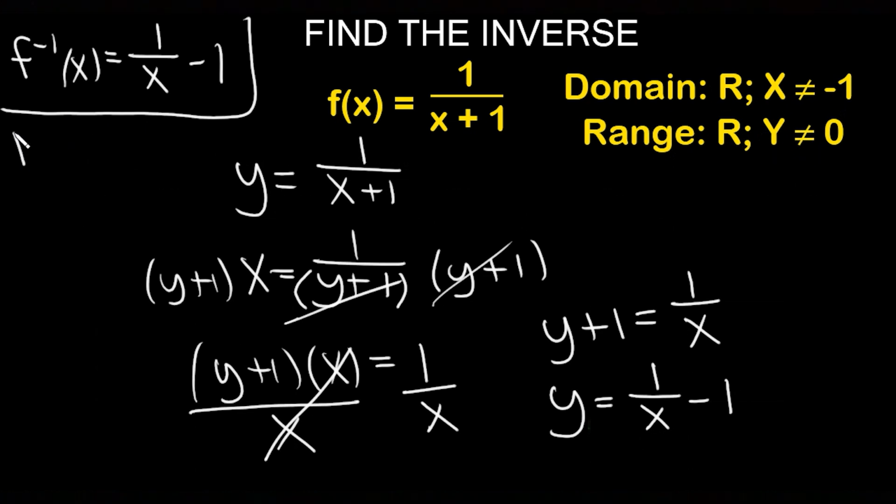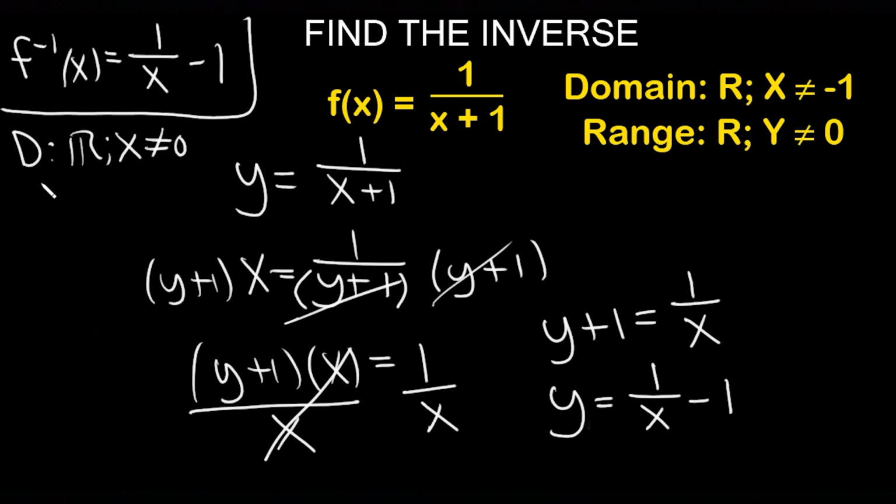So my domain is going to be what here? Well, I'm going to look at the range of the original. I know that it's all real numbers except y cannot be equal to 0. That means my domain of the inverse is also going to be all real numbers, but instead of y here, you're going to put x. X cannot be equal to 0. Again, we're putting x there because we're talking about the domain, right? X corresponds with the domain.